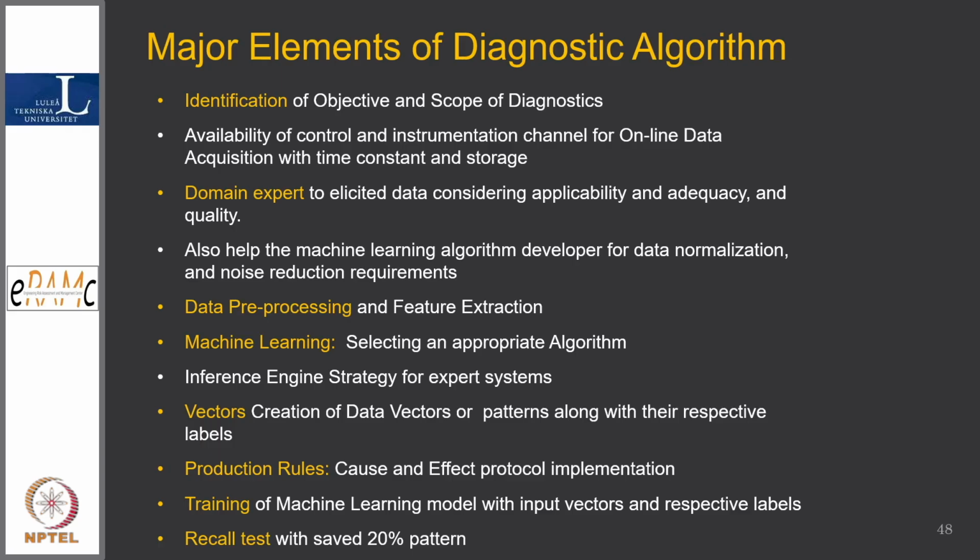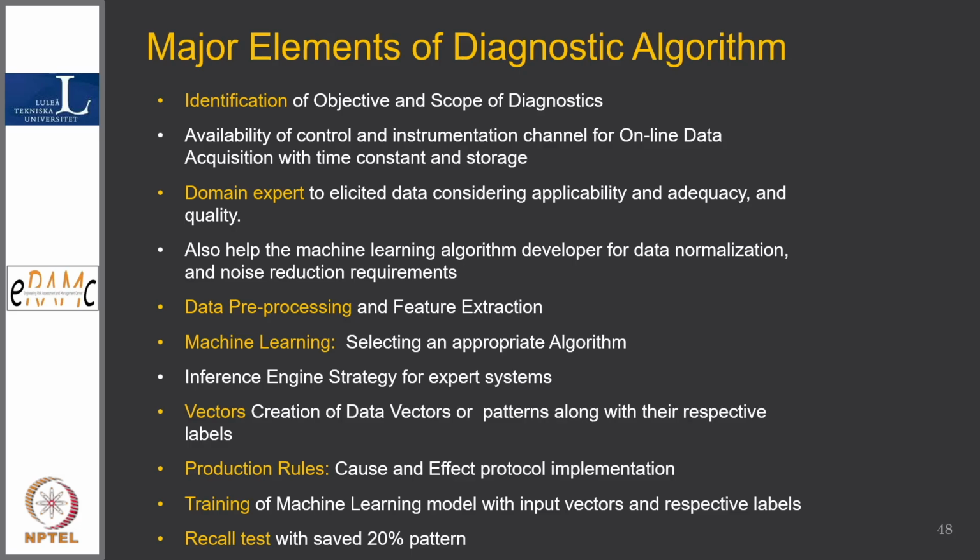So now, the major elements of a diagnostic algorithm. One is identifying the objective and scope, then the domain expert. I am repeatedly talking about the involvement of domain experts to elicit the knowledge, and the model is key to the success of diagnostics, the way it was for prognostics also. Then we have to have a regime for data pre-processing, and for machine learning we have to select the proper machine learning approach. It could be ANN, it could be a statistical approach, but the results define what kind of approach we are going to use. And for that, a lot of iterations or simulations are required.